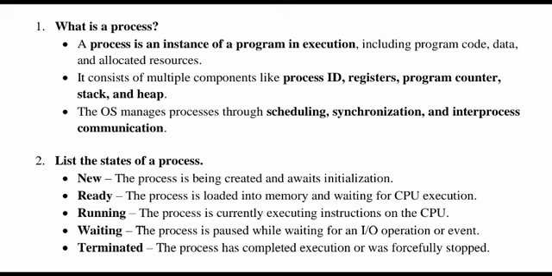List the states of a process, which is the second question. The states of a process are new, ready, running, waiting, and terminated. New is the process is being created and awaits initialization, and then ready is the process loaded into memory and is waiting for the CPU execution. Running is the process is currently being executed, and then waiting is the process is paused while waiting for input output operation, and then terminated is the process has been completed execution or was forcefully stopped.